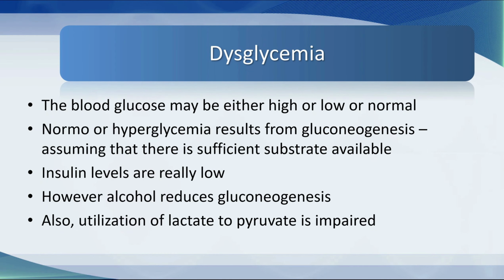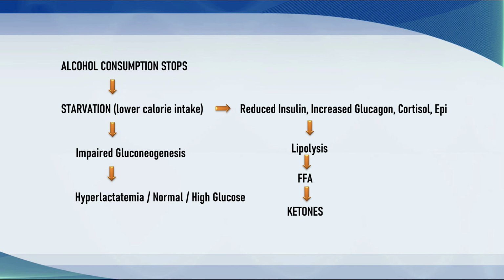As a consequence of all of this, there is dysglycemia. The glucose level may be high, it may be low, it may be normal. Normal or hyperglycemia results from gluconeogenesis, assuming that there is sufficient substrate available. Insulin levels are really low, and of course, alcohol, when it's present, reduces gluconeogenesis. That's why you sometimes see patients, for example, with acute alcohol poisoning, who have very low blood sugars. They also have very high lactate levels because there is impaired utilization of lactate to pyruvate. And so this is the picture that we see.